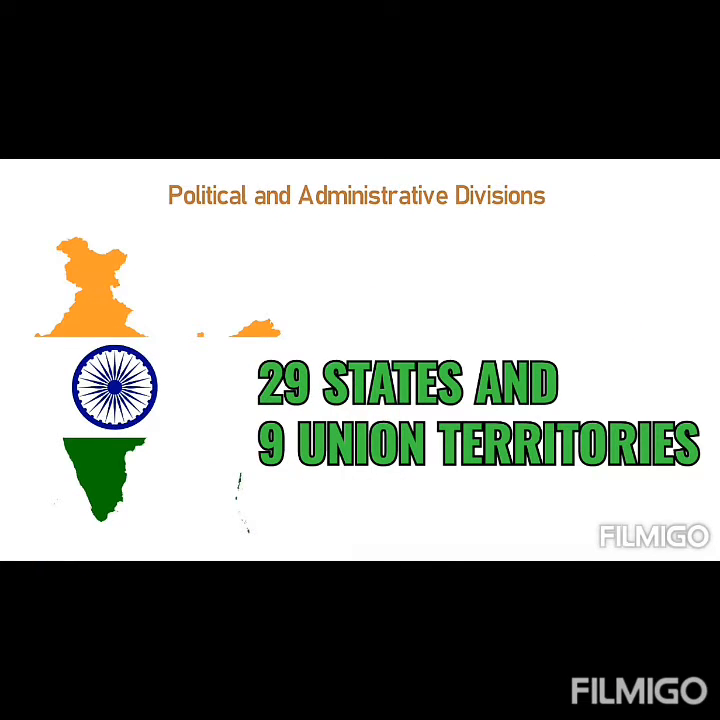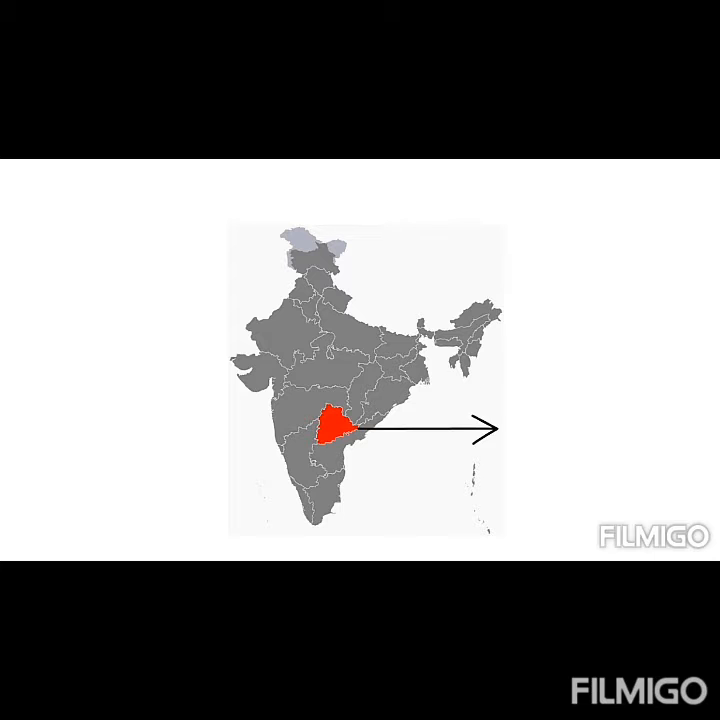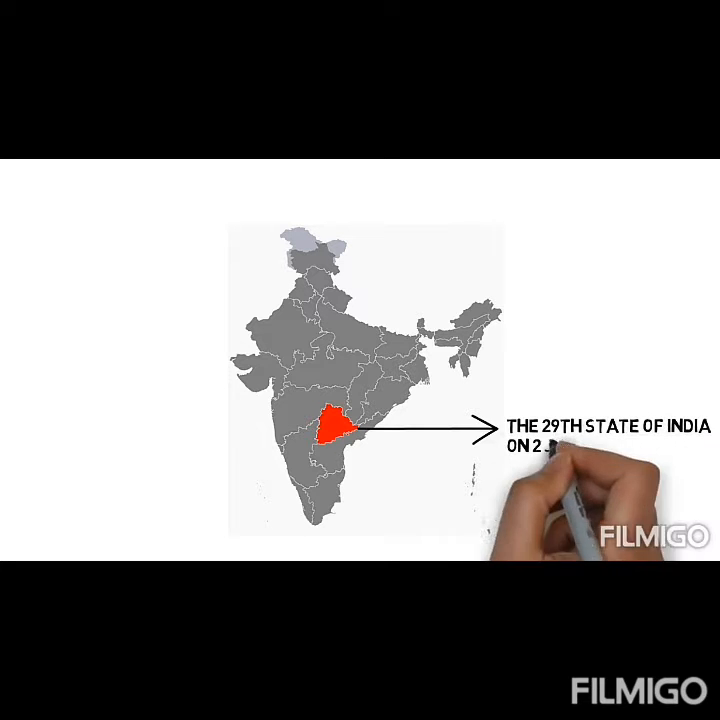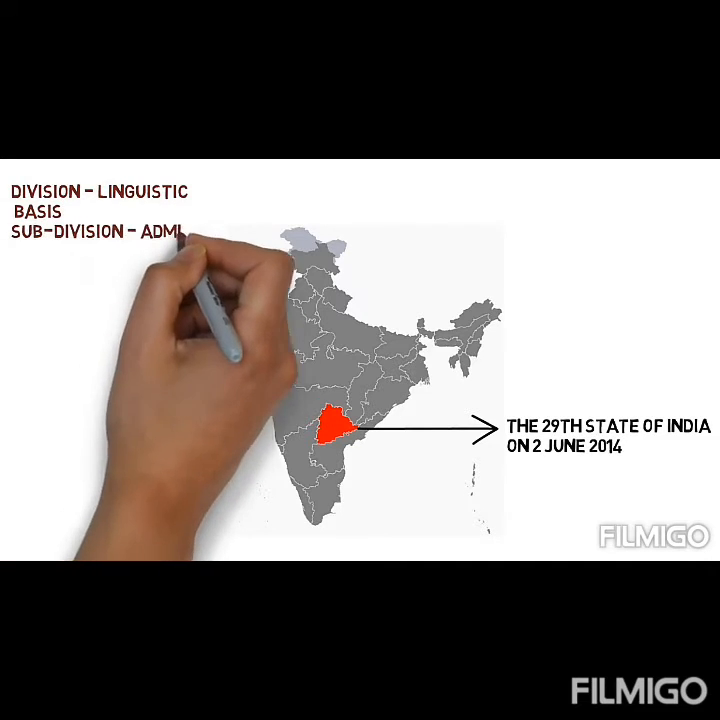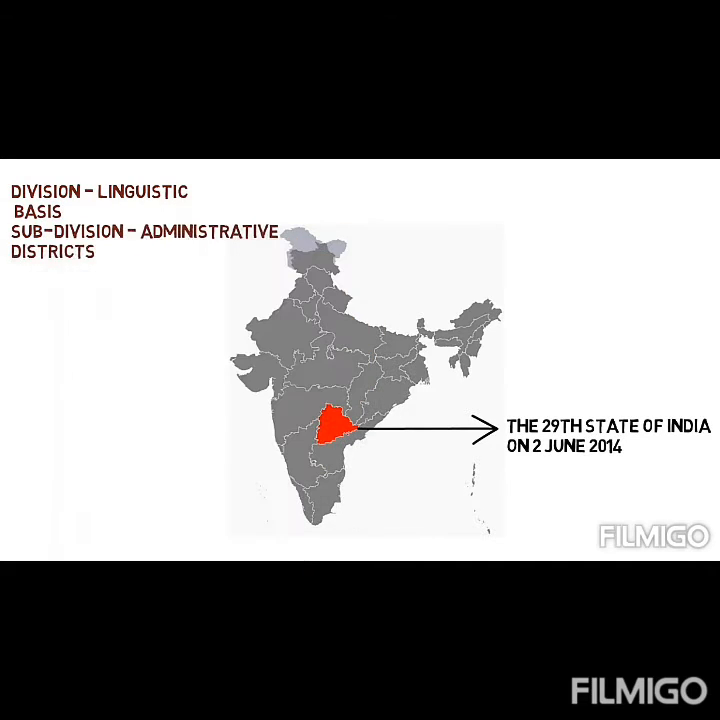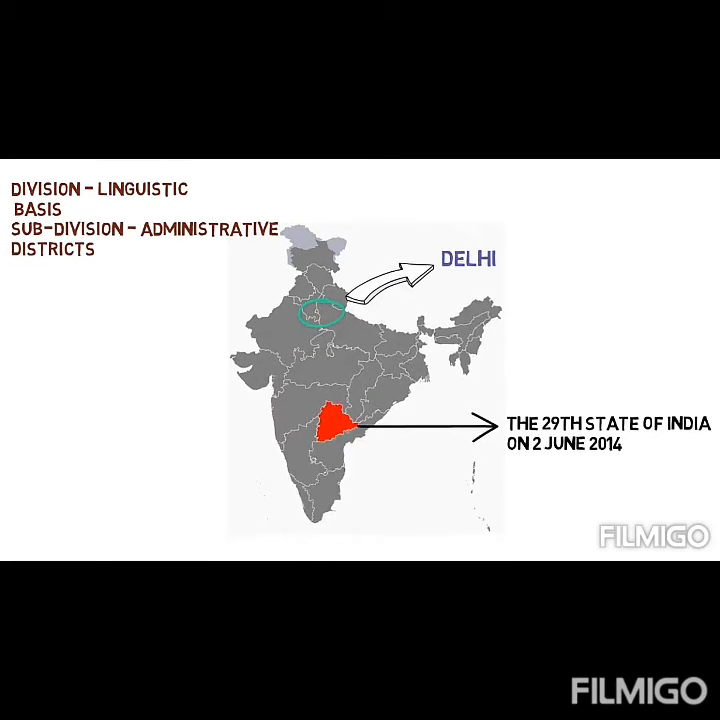Political and administrative division. We have 29 states and 9 union territories. Here, Telangana became the 29th state on 2nd June 2014. The division of the various states is done on a linguistic basis and the subdivision on an administrative basis. Here, Delhi is the national capital of our country. The largest state by surface area is Rajasthan and the smallest state is Goa.